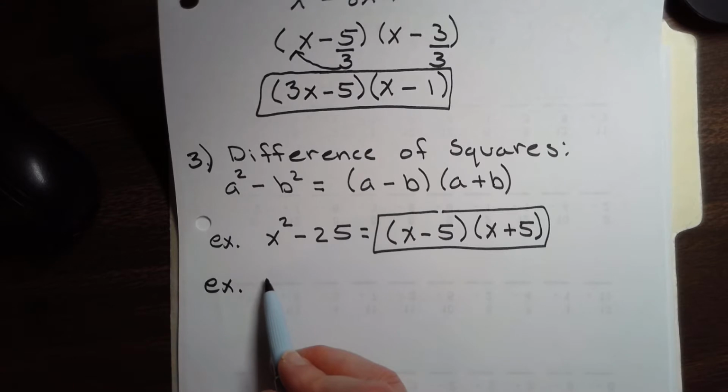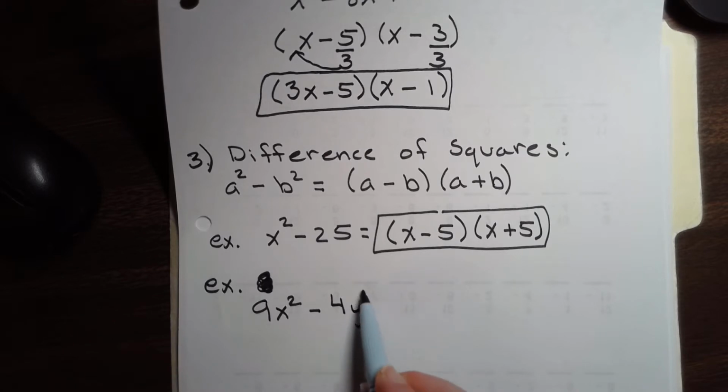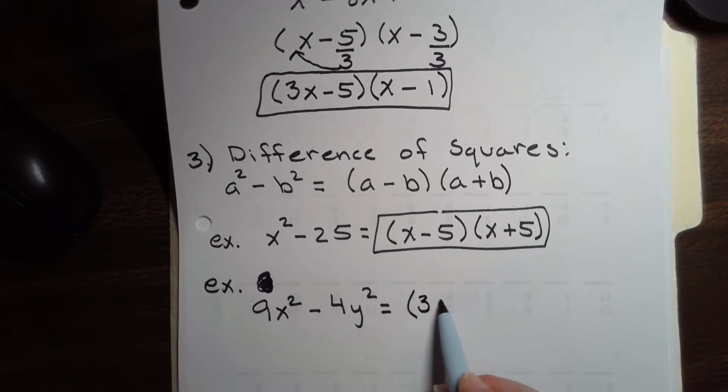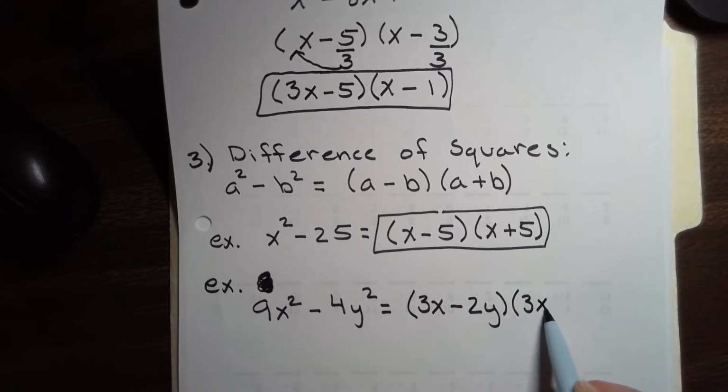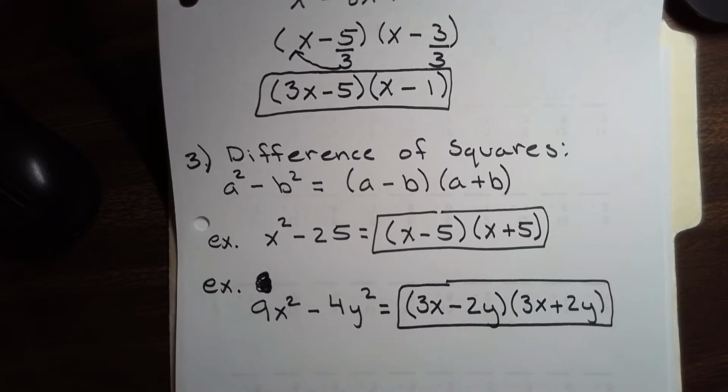Okay, let's look at one more. Let's do this one: 9x squared minus 4y squared. So again, recognizing that 9 and 4 are perfect squares. So the square root of 9x squared would be 3x. And the square root of 4y squared would be 2y. And then multiplying by its conjugate, 3x plus 2y. And so these two would be the factors using the difference of squares method.